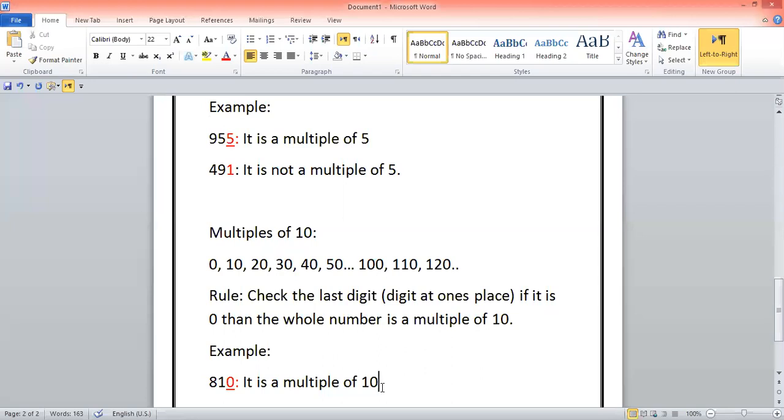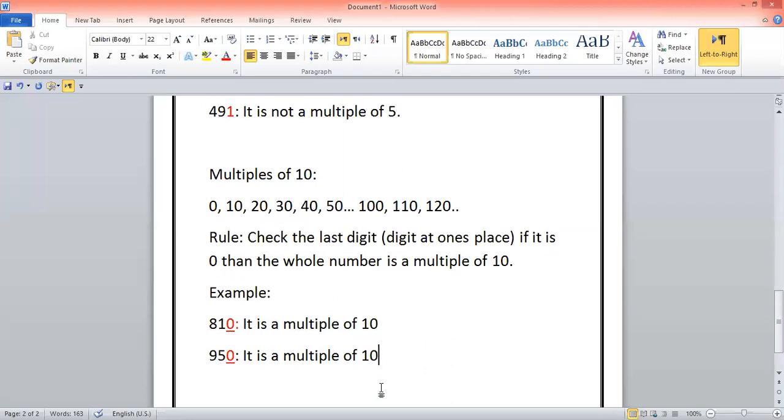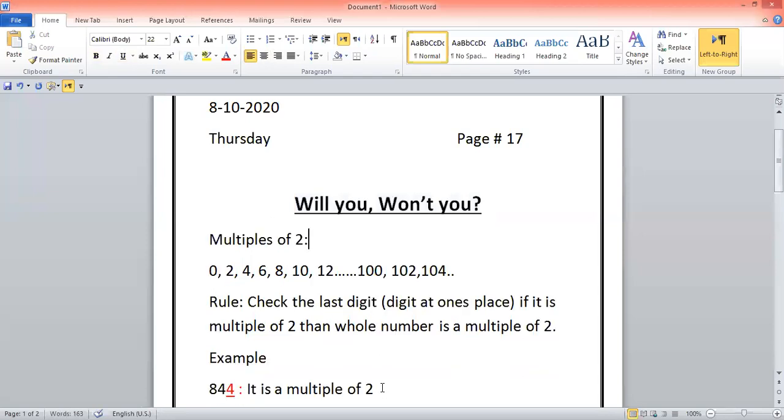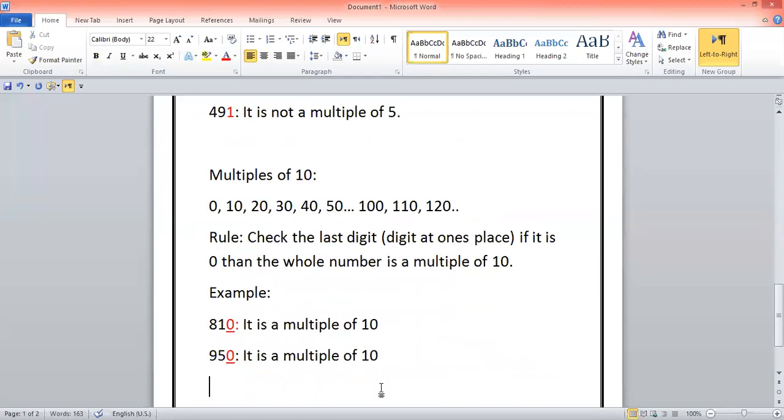Okay, now we are ready for the exercise, and we are going to start our questions now. Okay, guys. What is the first question I'm going to write? Start at 0, count in twos. Will you say 121? How do you know? Question number 1.